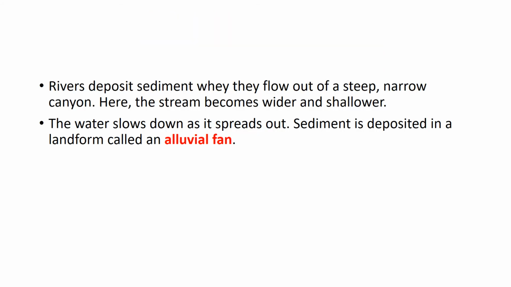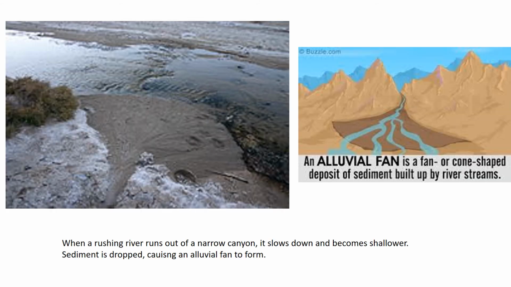Rivers deposit sediment when they flow out of a steep, narrow canyon. Here, the stream becomes wider and shallower. The water slows down as it spreads out. Sediment is deposited in a landform called an alluvial fan. An alluvial fan is a fan or cone-shaped deposit of sediment built up by river streams. When a rushing river runs out of a narrow canyon, it slows down and becomes shallower. Sediment is dropped, causing an alluvial fan to form.